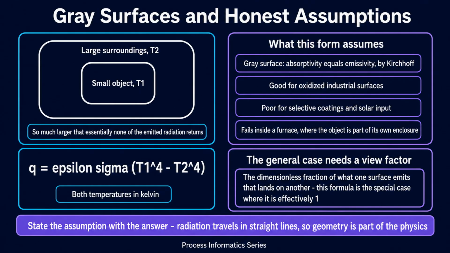Be honest about what that form assumes. It assumes the surface is gray, so its absorptivity equals its emissivity, which is Kirchhoff's law. That is a good approximation for oxidized industrial surfaces and a poor one for selective coatings and solar input. The small object assumption is doing real work too. It holds for a pipe in a large room and fails inside a furnace, where the object is a substantial part of its own enclosure.